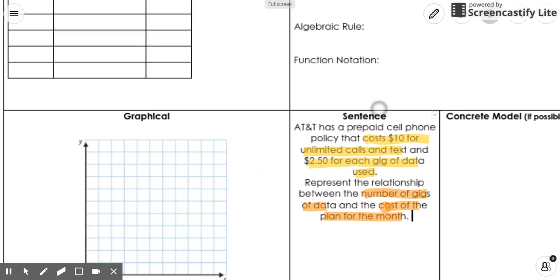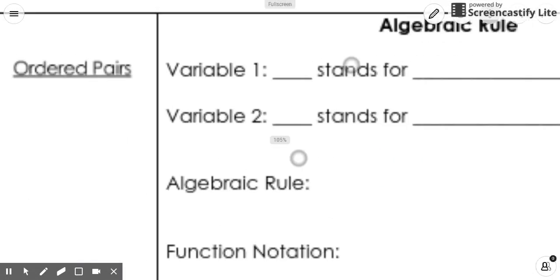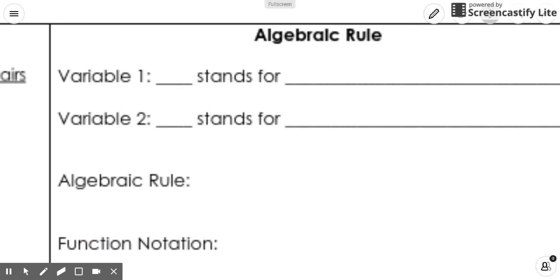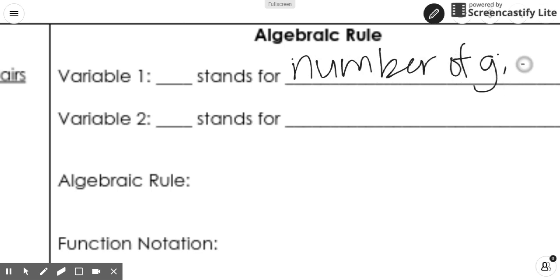So let me zoom out of this. And so the first variable we're going to do is number of gigs of data. And I got to pick a letter for that. And so I could pick X and Y, or I could use letters that make sense for this problem. So since we're talking gigs of data, let's use D for data.